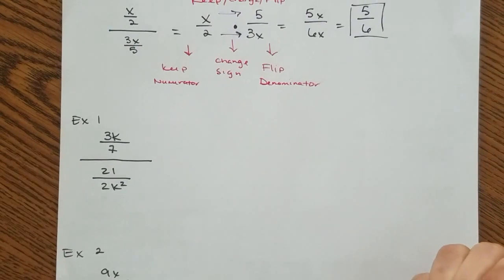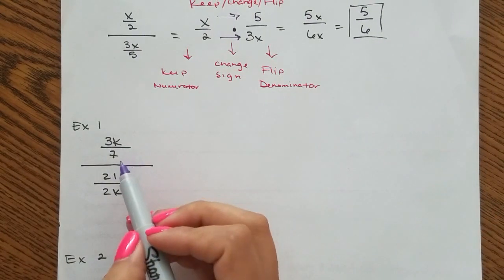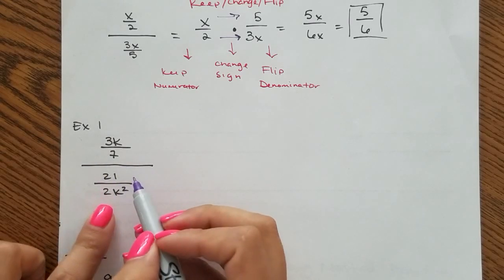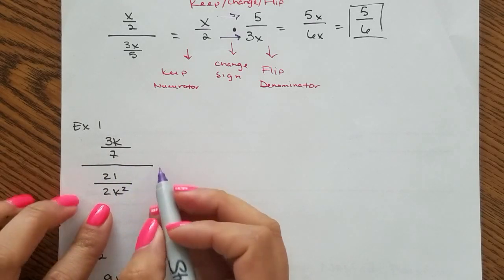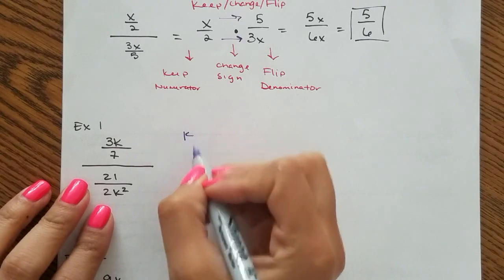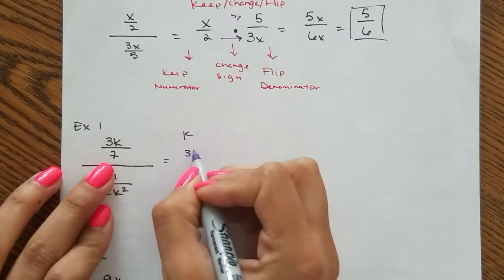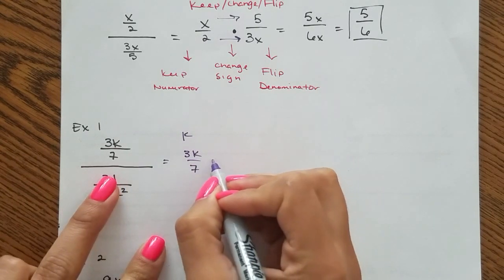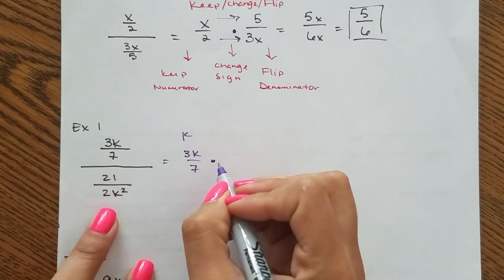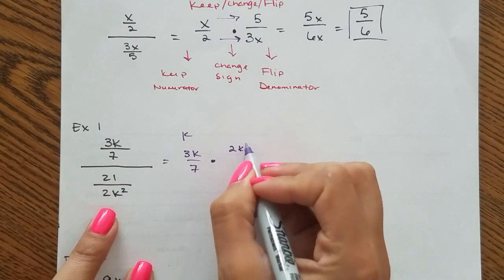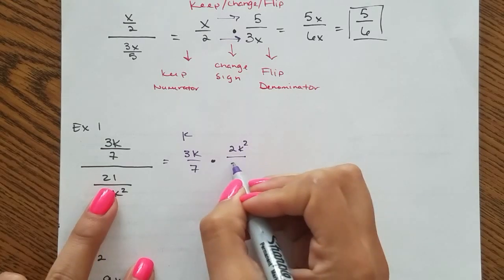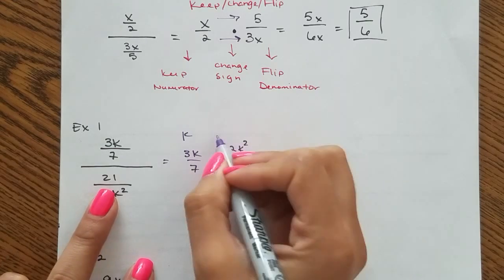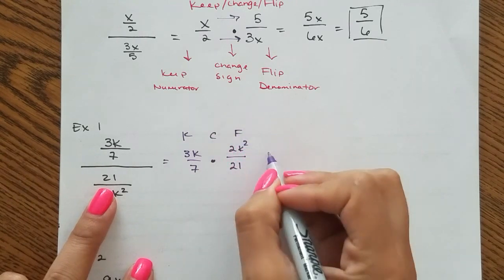All right, so I have one example right here: 3k over 7 divided by 21 over 2k squared. So we keep the numerator, 3k over 7. I change my division sign to multiplication, and then I flip this denominator. So I now have 2k squared in the numerator and 21 in the denominator. Okay, so keep, change, flip.